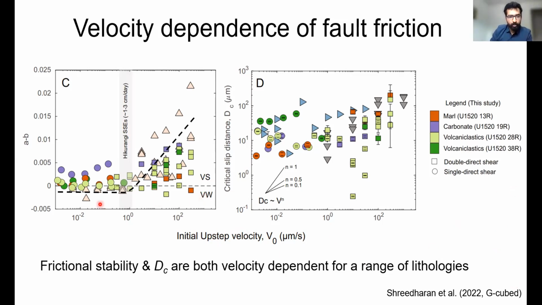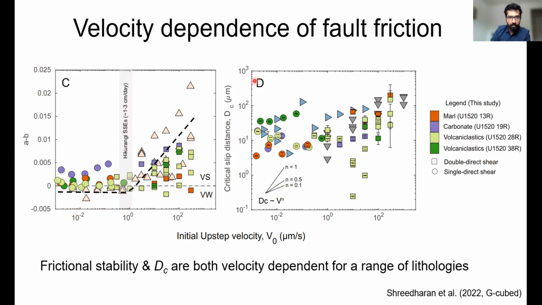Before that, actually, I should remind you, a positive A minus B represents a velocity strengthening fault. And remember, this cannot nucleate an unstable slip or a rupture. You need velocity weakening friction, which is negative A minus B, to get unstable slip. So what we observe is that the A minus B is relatively velocity weakening or velocity neutral, and transitions to velocity strengthening as your slip rate increases.